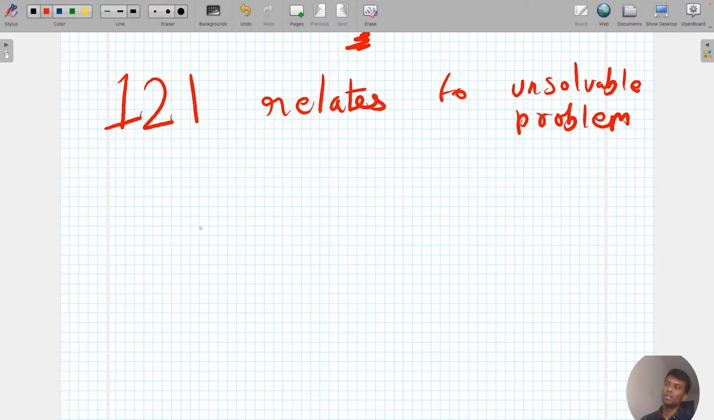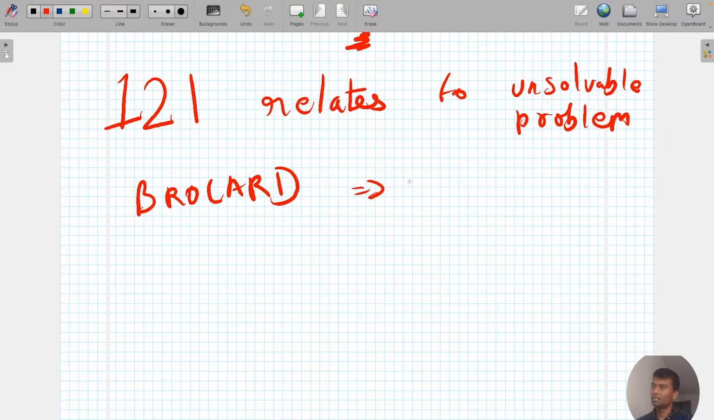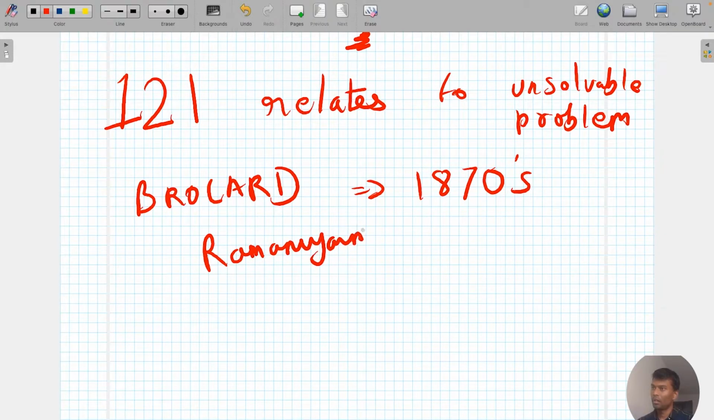This problem is called Brocard's problem, and it was posed in the 1870s, and it was also independently posed by Srinivasa Ramanujan, who is one of the world's famous mathematicians, in the year 1930.